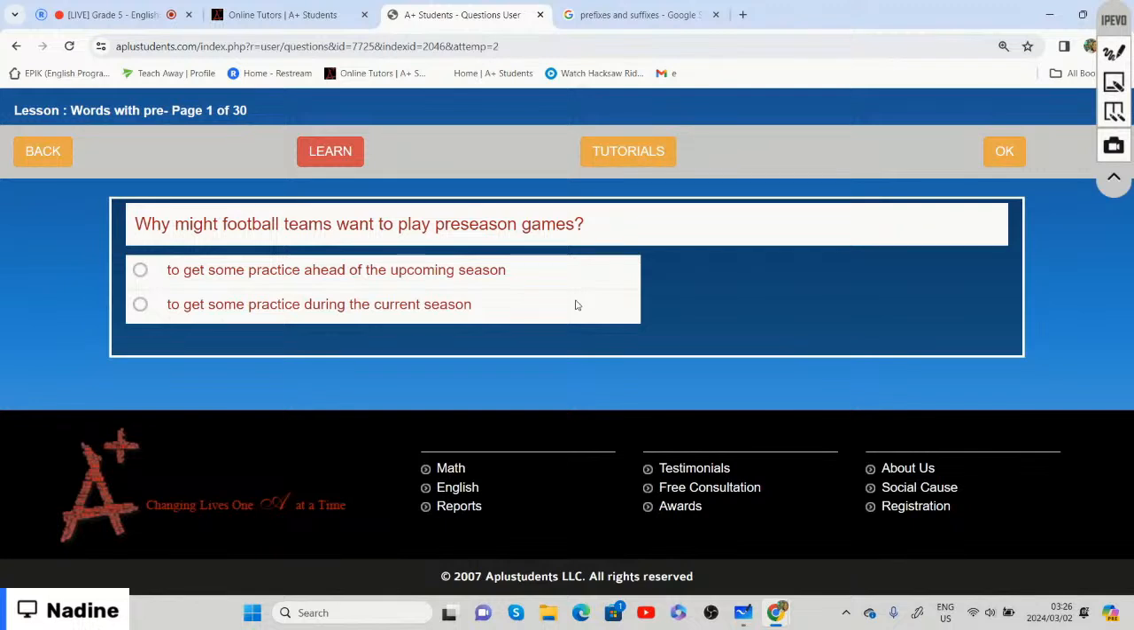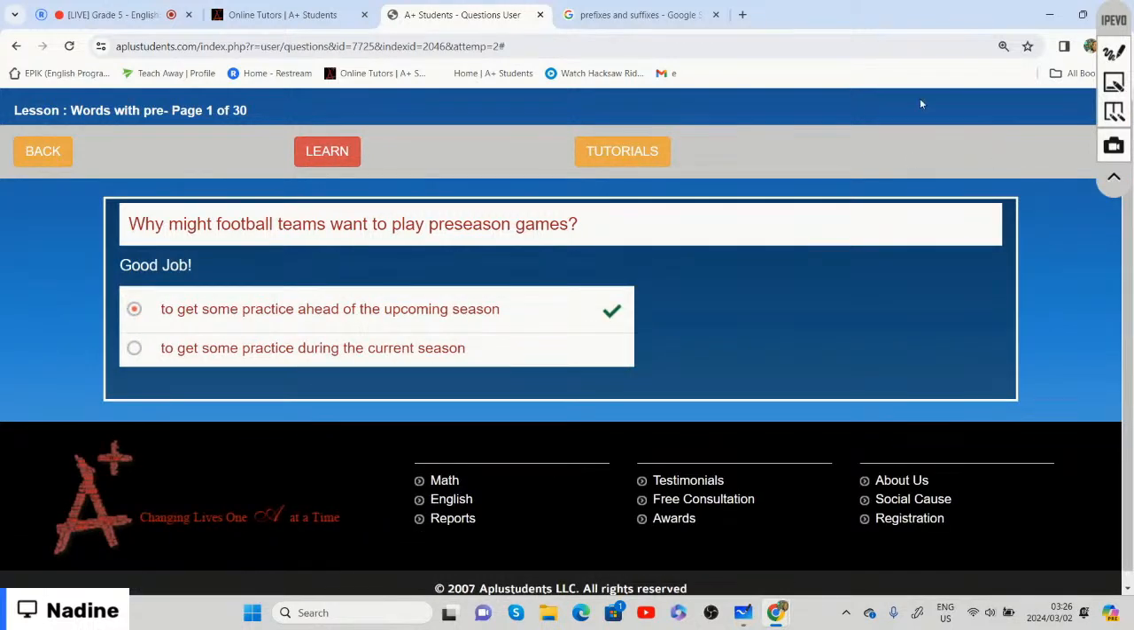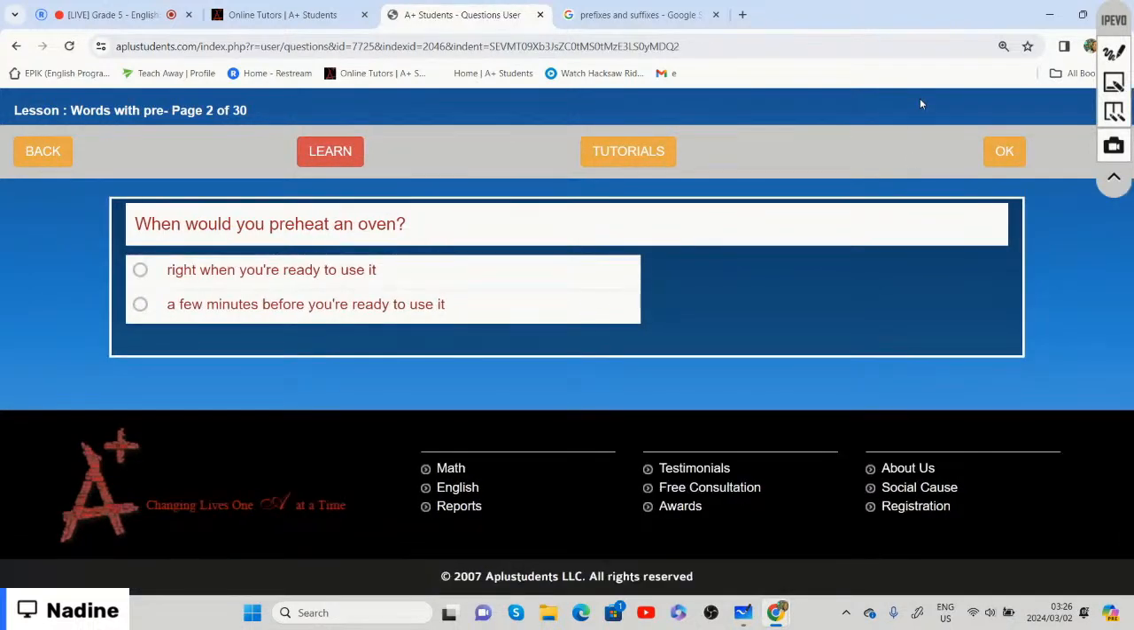All right. So we said pre-season, right? Pre-season is, for example, matches that are being played before the actual season happens, right? And that is basically to get some practice ahead of the upcoming season. And you're basically playing amongst each other, which is your own immediate players.